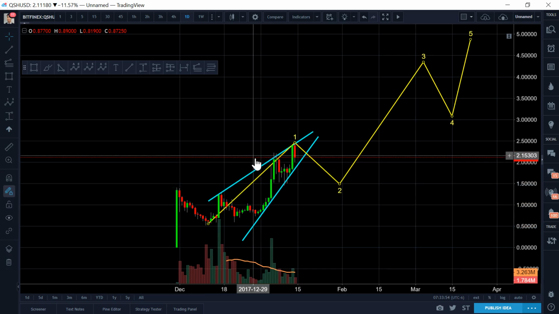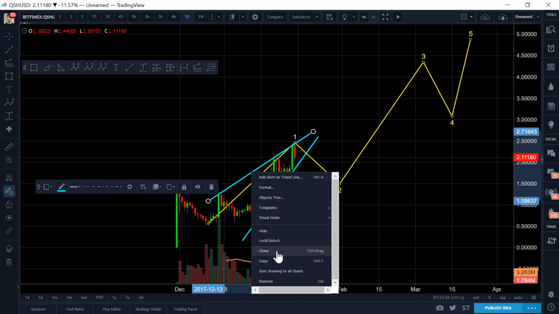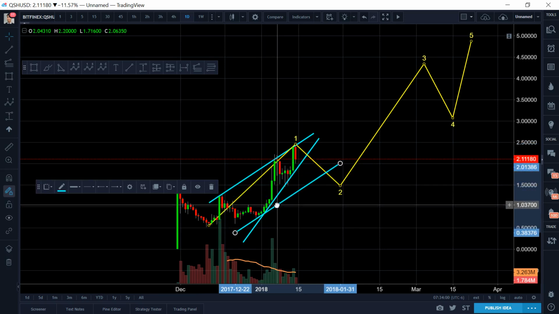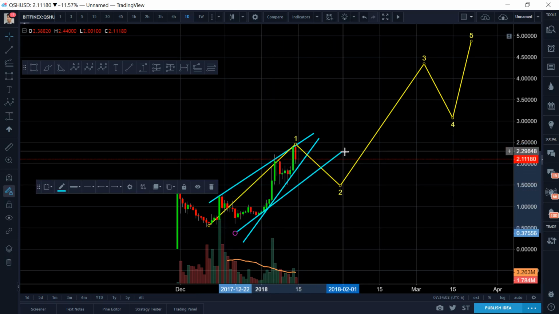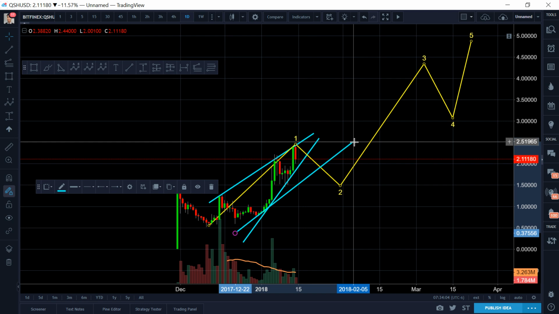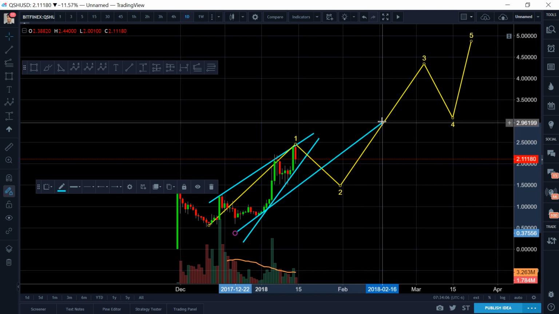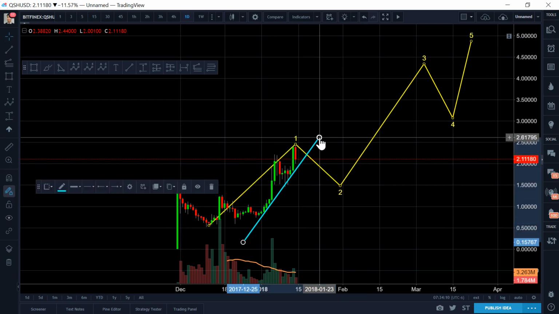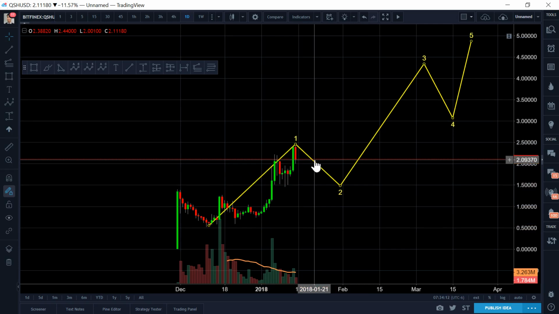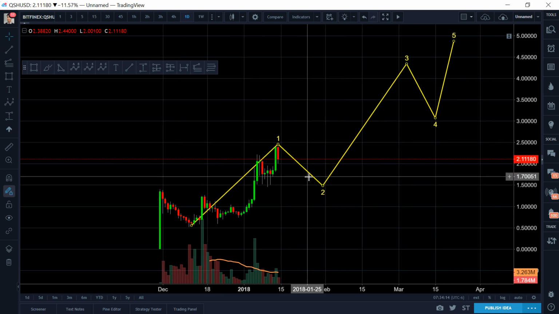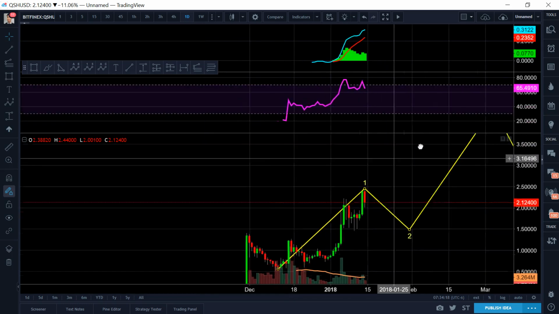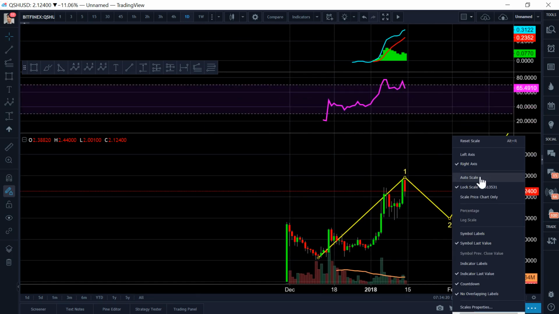Well, I don't know why that one sloped differently. Clone. So if I made a channel like that, is it possible for this one to make a channel like that? Usually what happens is these make very extended types of corrections, right? But right now the point of this tactical analysis is to tell you guys that you guys missed the top.